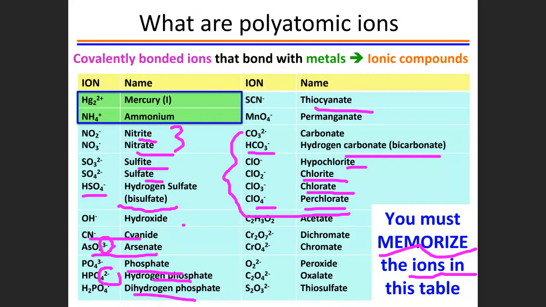This is acetate, C2H3O2. Then dichromate, Cr2O7, and CrO4, chromate, and peroxide. These here are manganese, and this is also permanganate, an oxidizing agent. When we do the oxidation reduction reaction titration, that's when we use it. Maybe in the future you will do the lab or more chemistry courses, and you will learn it in the lab.